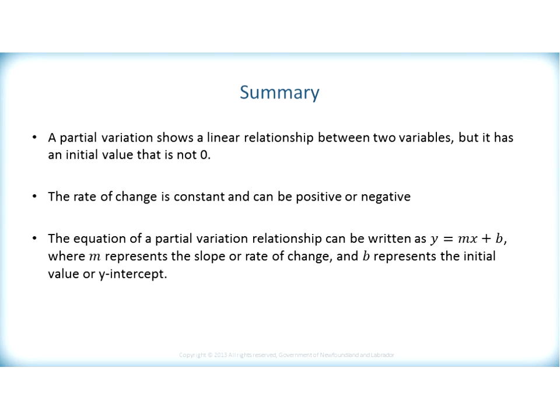The equation of a partial variation relationship can be written as y equals mx plus b, where m represents the slope or rate of change, and b represents the initial value or y-intercept. X is our independent variable because it's our horizontal variable if we were to graph it, and y is our dependent variable because that would be on the vertical part of our graph.